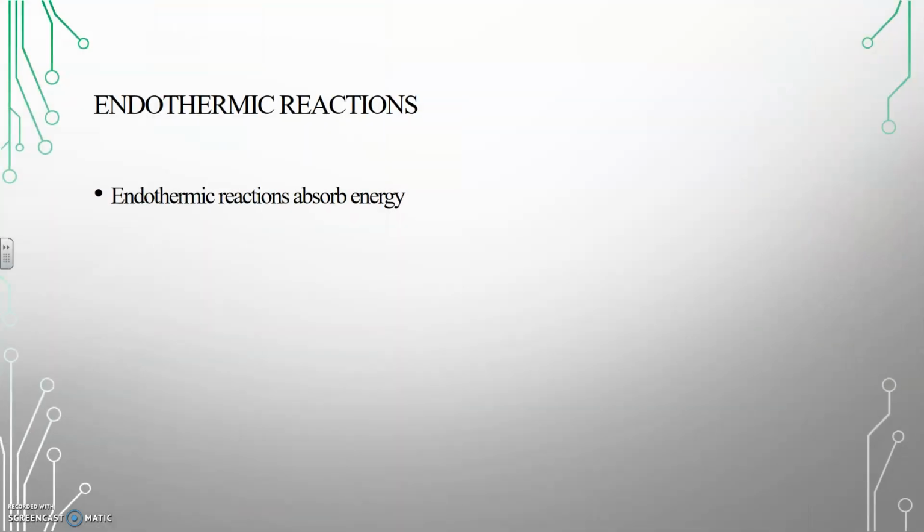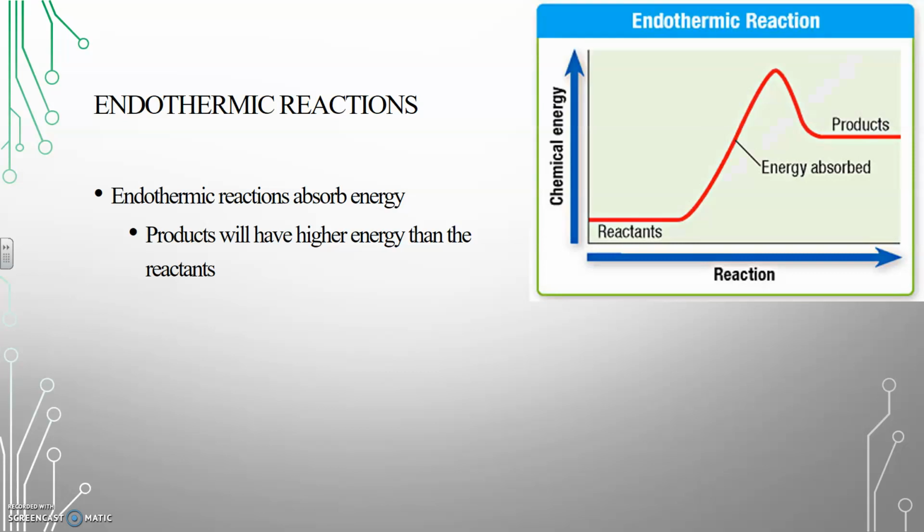Next up, we have endothermic reactions. So endothermic are the opposite of your exothermic reactions. Endothermic are going to absorb energy. That's the way I remember it: energy in. So products are going to have a higher energy than the reactants. So when you look at the same type of graph, you'll notice that it's basically flipped.